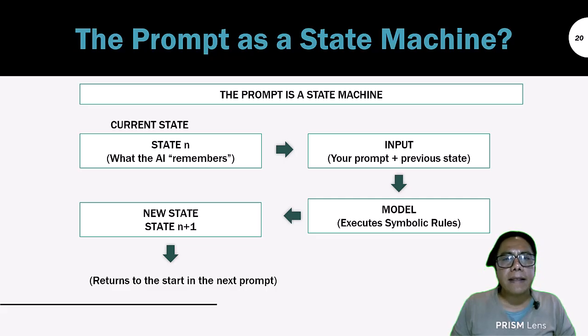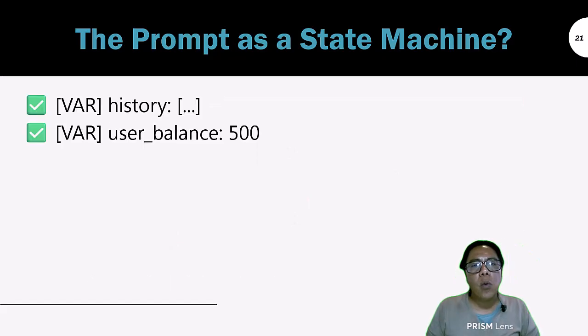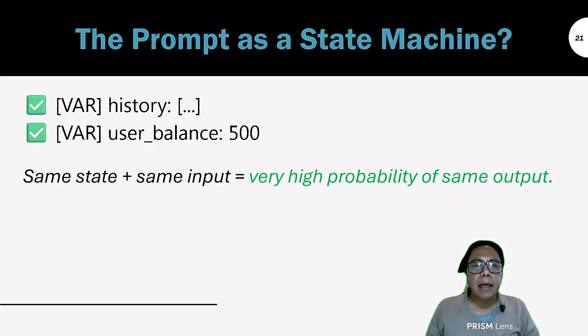We define a state, which is used as input. The model processes the rule and returns a new state to us. This is a state machine, and this is symbolic prompting. If you want the artificial intelligence to remember, you must send it the state in every prompt. Same state plus same input equals very high probability of same output. If the state is explicit, we achieve almost deterministic behavior.